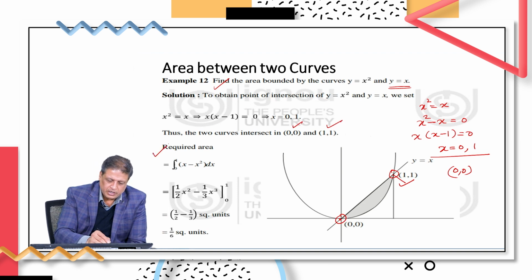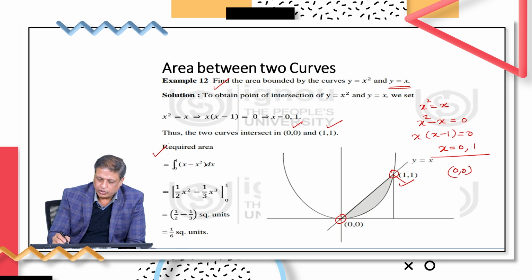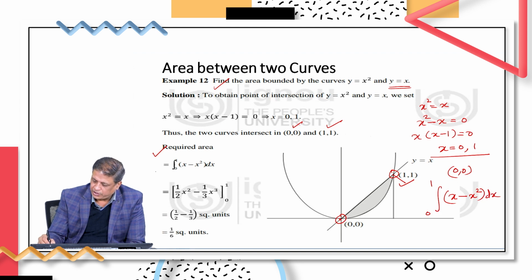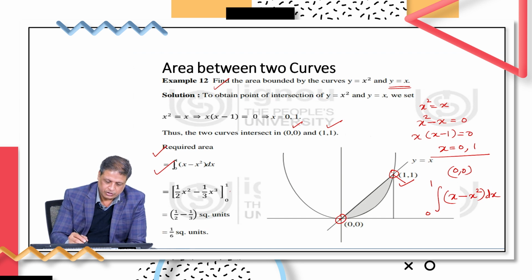Now, the area required under the curve, because it is the difference, is the area between the two curves. So that means x minus x square, this function is to be evaluated in the range 0 to 1. So we need to perform the definite integral of (x minus x square) dx in the interval 0 to 1.